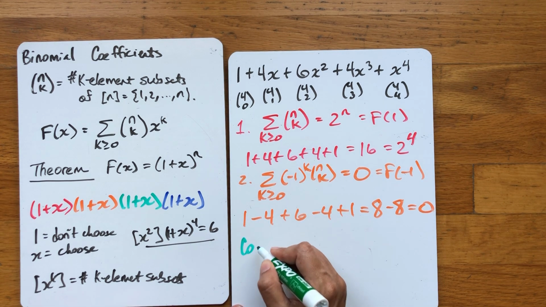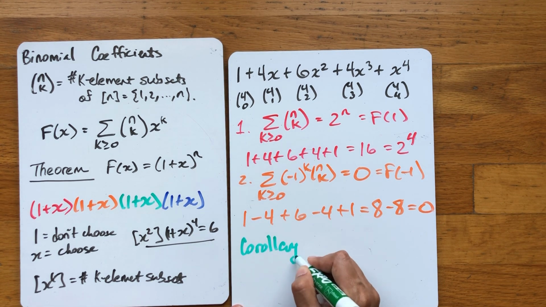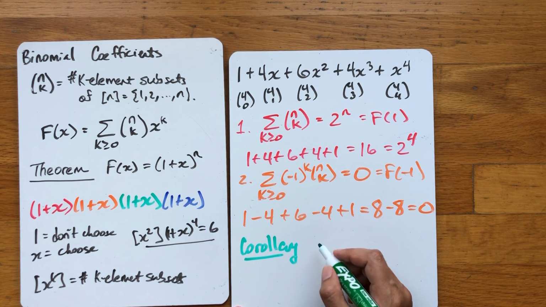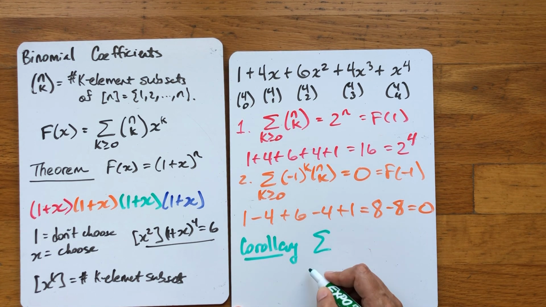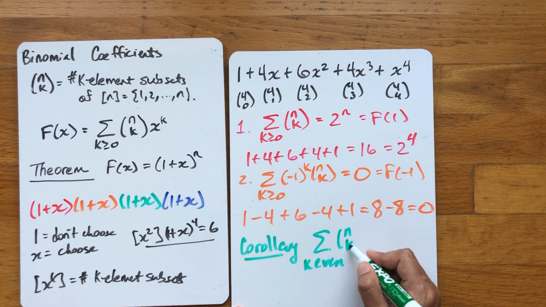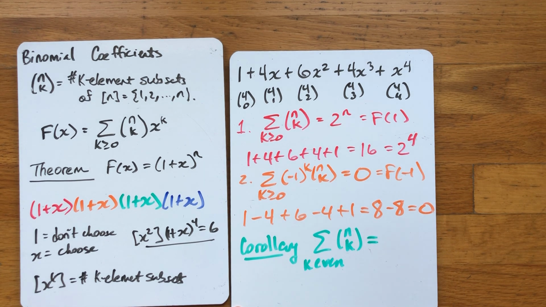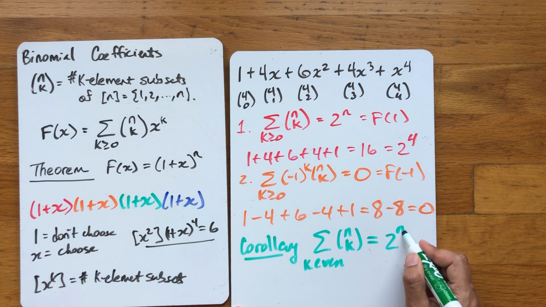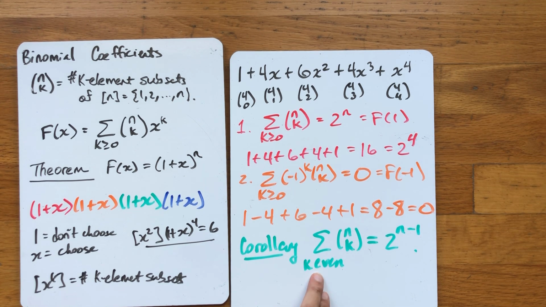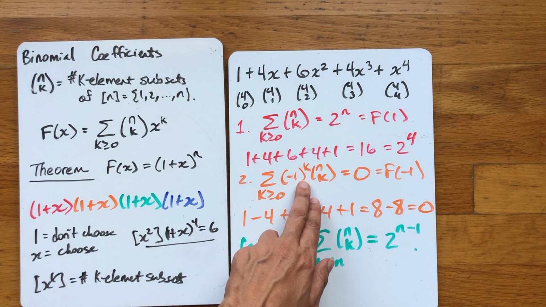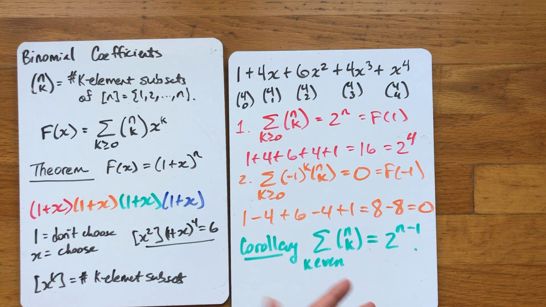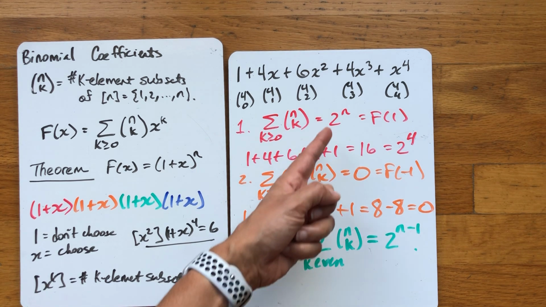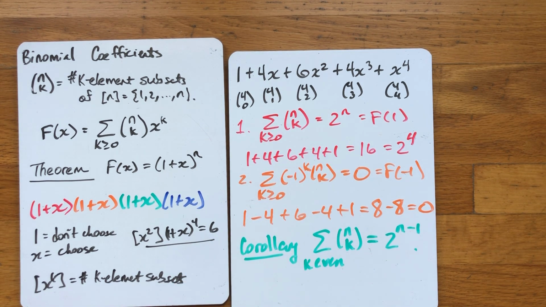A corollary is that the sum over k even of n choose k is equal to 2 to the n minus 1. Why is that the case? Well, we know the sum over k even, that's all the positive terms, is equal to the sum over k odd, because that would be all the negative terms. So they have to be equal. So they're each exactly half of the total. And this is half of the total.